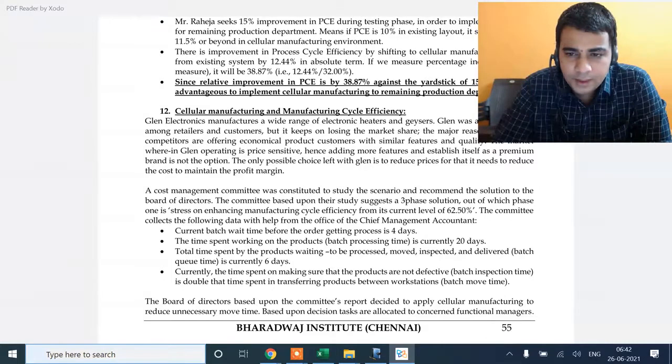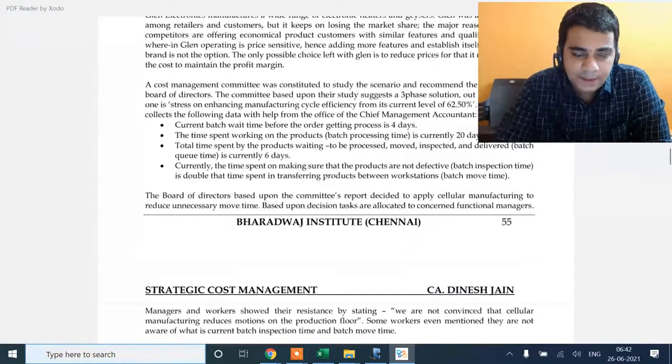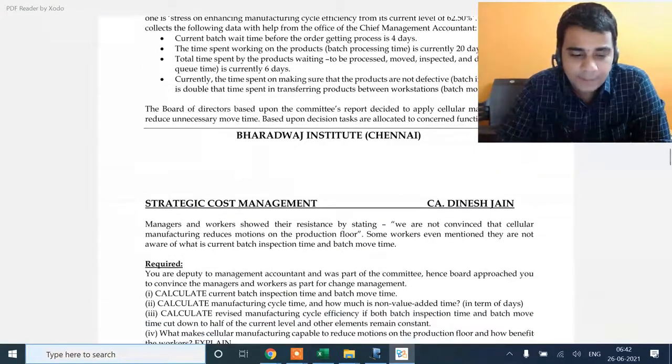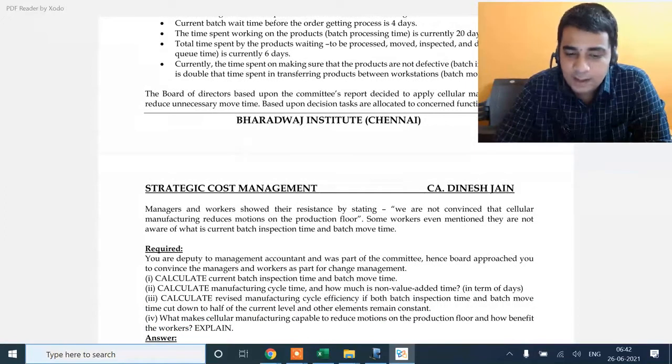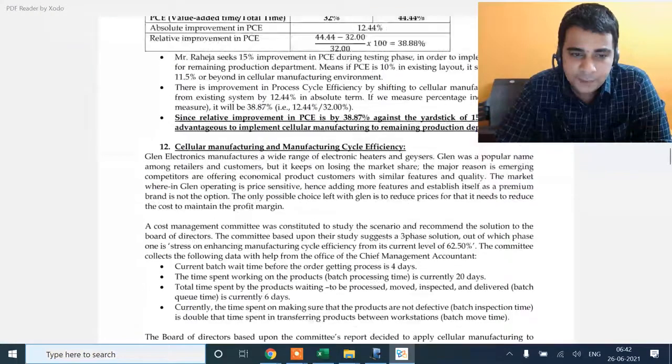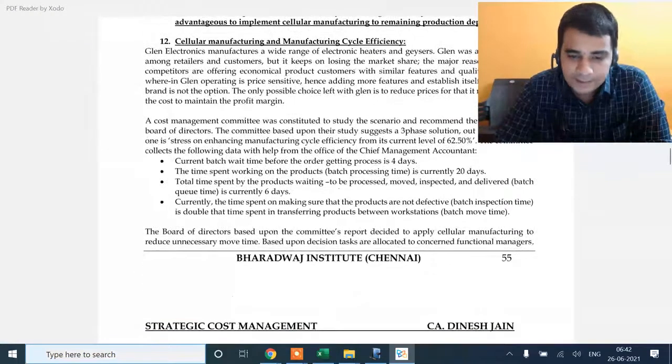Okay, now this committee has suggested a three-phase solution. In that, the first phase is talking about manufacturing cycle efficiency. The theory part is very simple: how cellular manufacturing is going to help this organization, and how it is going to help the workers. That is something we need to do. But first the focus is on manufacturing cycle efficiency.